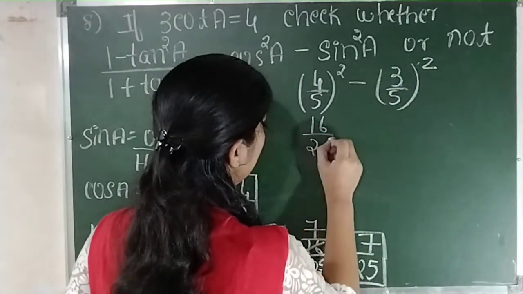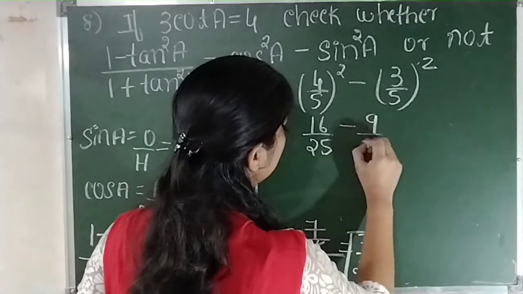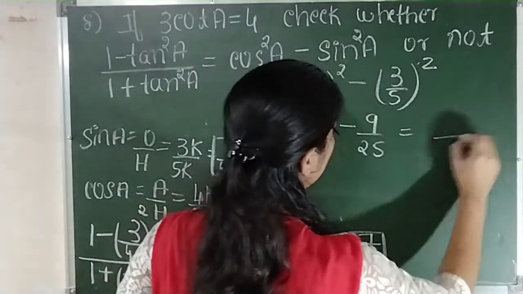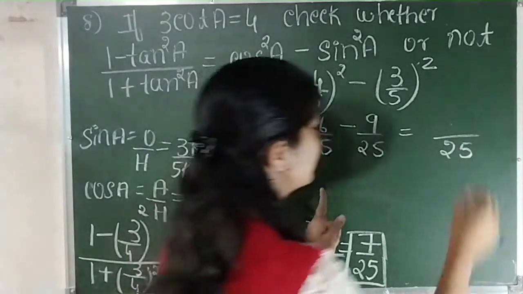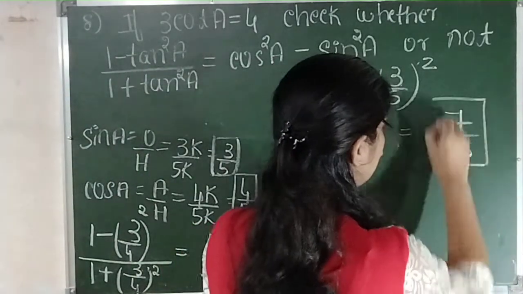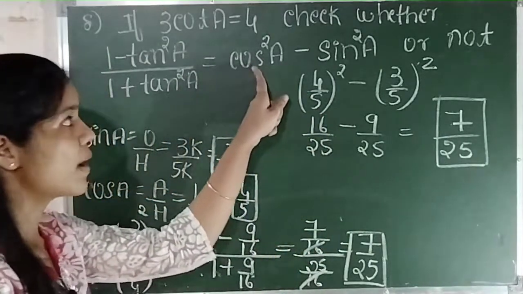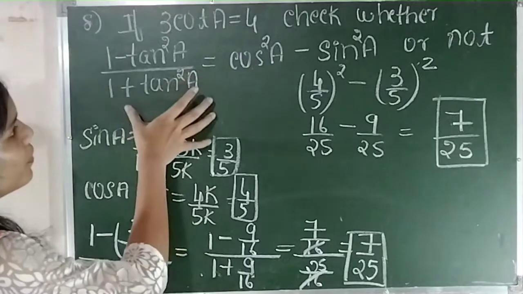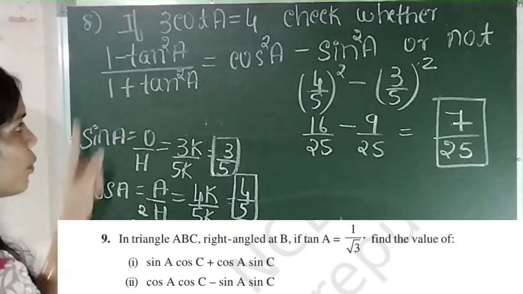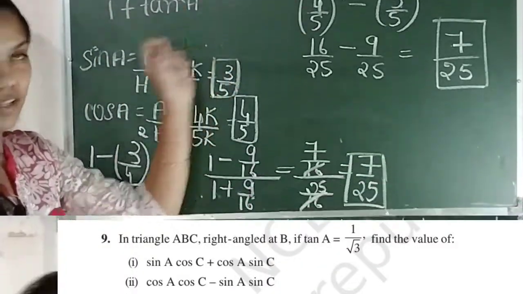16 by 25. 16 minus 9 is 7. So the value of cos square A minus sin square A is 7 by 25. So both the equations are equal.